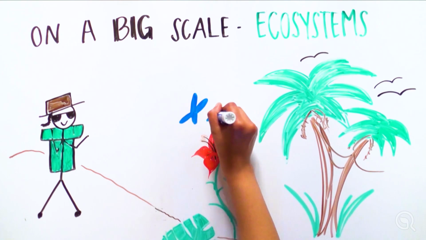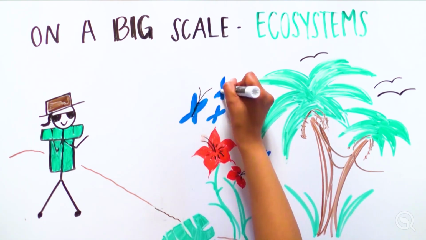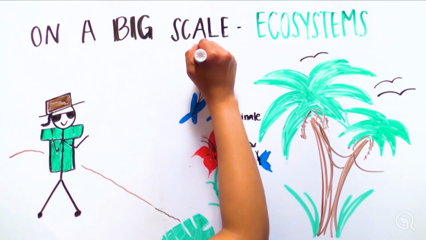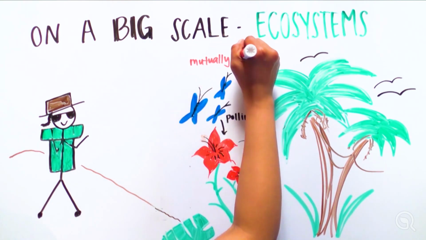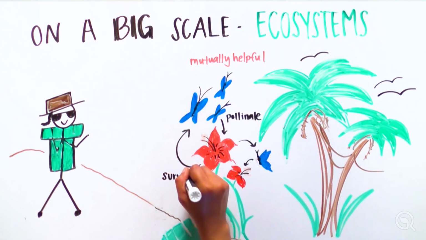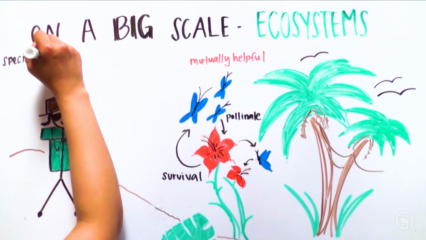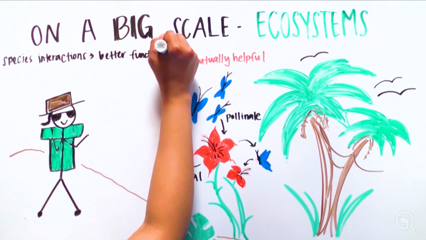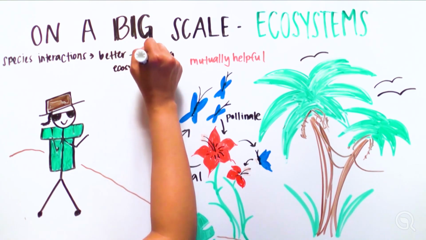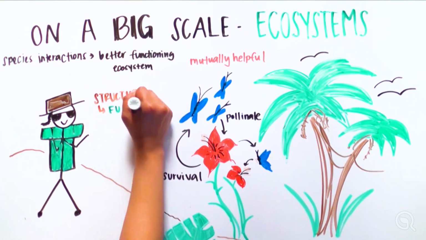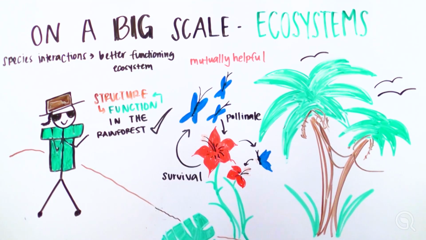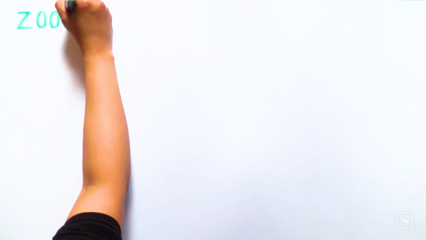Look closer and observe specific populations of species interacting with each other, like this butterfly population pollinating specific flowering plants, a mutually helpful relationship. Each species is dependent on others for its survival and/or reproduction. The more complex the ecosystem structure, the more species interactions, and the better the ecosystem functions. Species interactions are part of the rainforest structure, and they help the ecosystem function in important processes such as pollination and survival. Structure determines function in an ecosystem, like the rainforest.